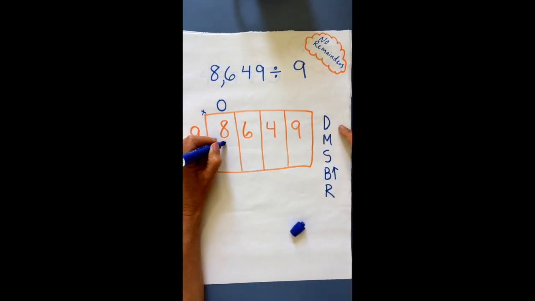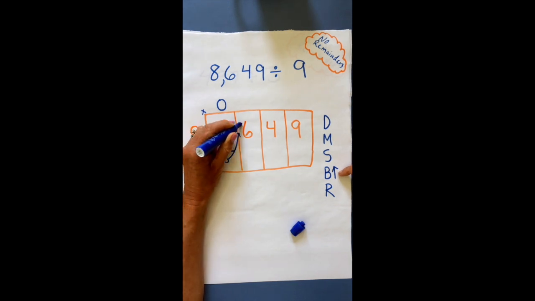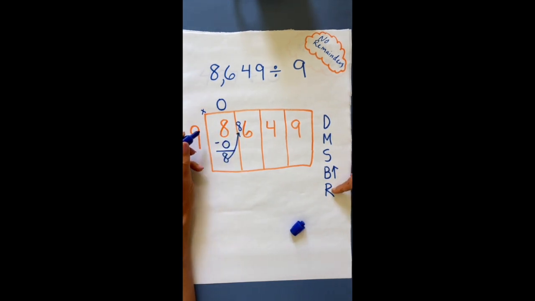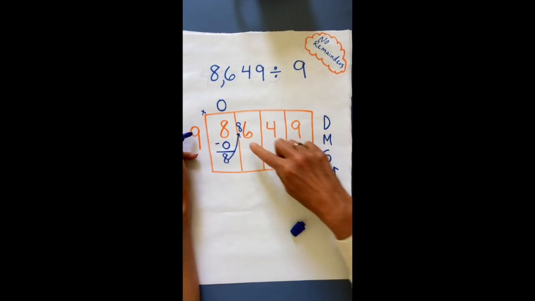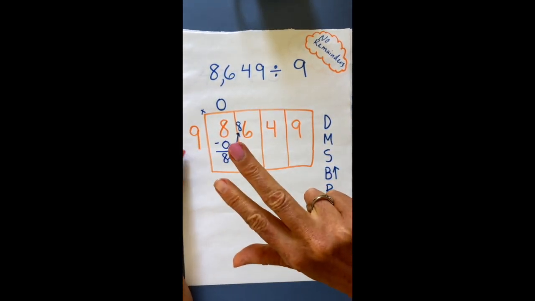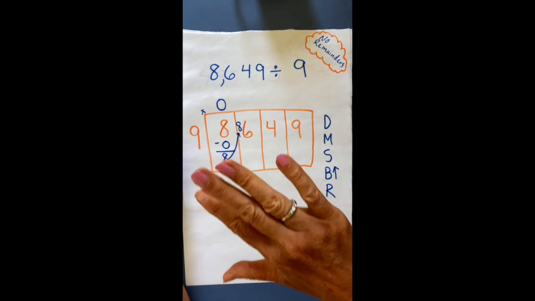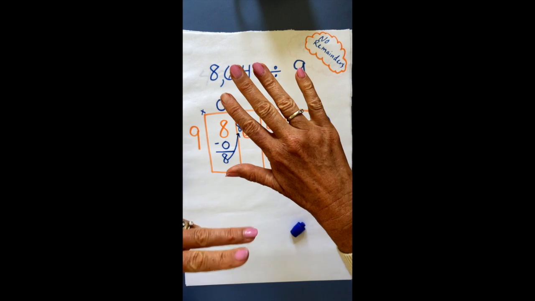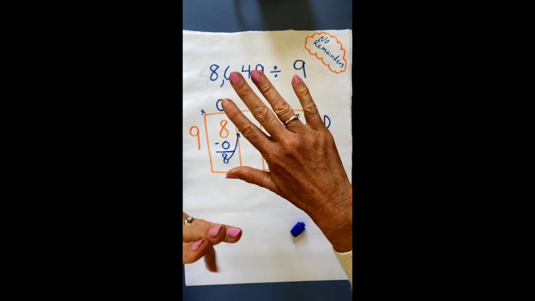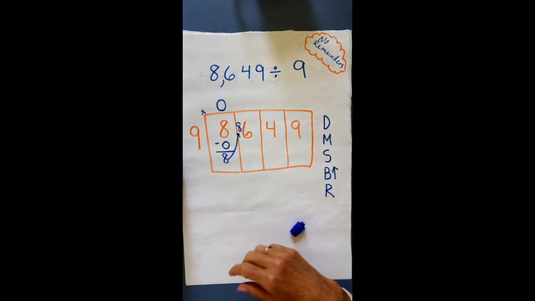0 times 9 is 0. Now I'm going to subtract, and I get 8. And now I have to bring up the remainder. So I'm going to bring up this 8. And now I repeat. So I have to go back up here and ask myself how many 9s are in my second column, which is 86. So 9, 18, 27, 36 and 45, 54 and 63, 72, 81 or 90. 90 is too much, so it's 9.